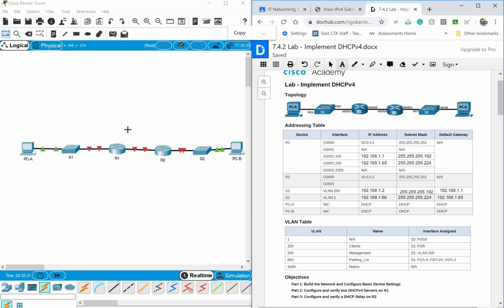All right. So then from R1's G001 to R2's G000, and then from R2's G001 to S2's F05, and then from S2's F18 to PCB. All right. Once you have all your stuff set up, it shouldn't take too long.